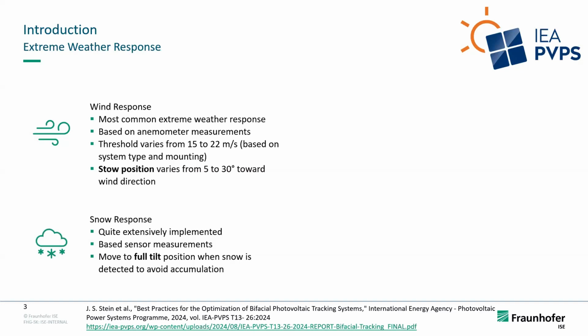Also, snow response is quite extensively implemented, and it's based on a deviation to full tilt whenever snow is detected, based on sensor measurement. However, for what concerns the full tilt, it depends on the type of system and can vary from 50 to 60 degrees.